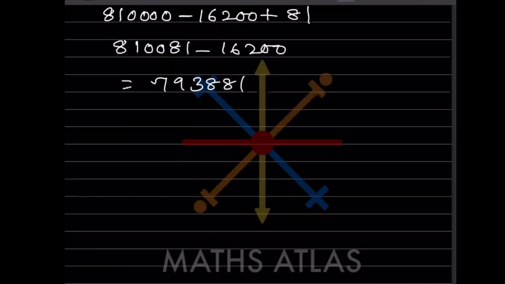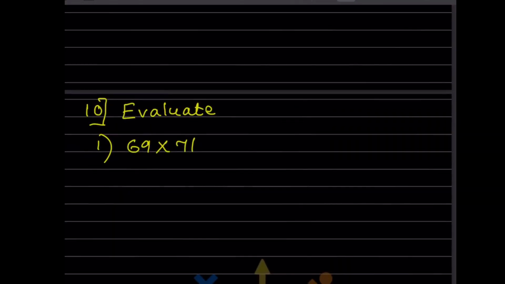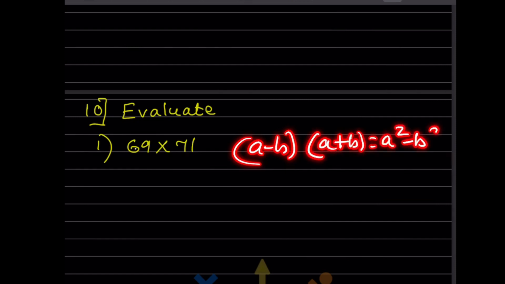793881. So now here they said evaluate. After looking at this problem, we can see that this is 69 and this is 69 and 71. So what we can do, we can use the formula a minus b into a plus b is equal to a square minus b square. This is the formula you are going to use here.